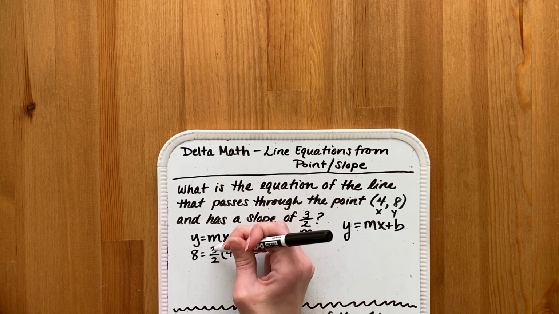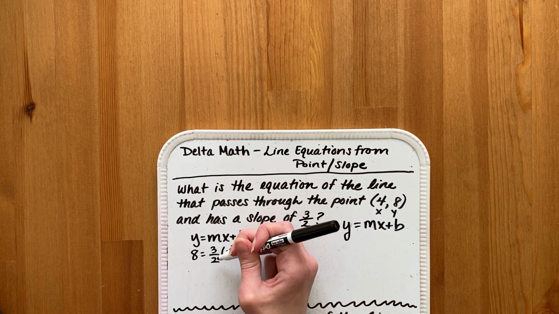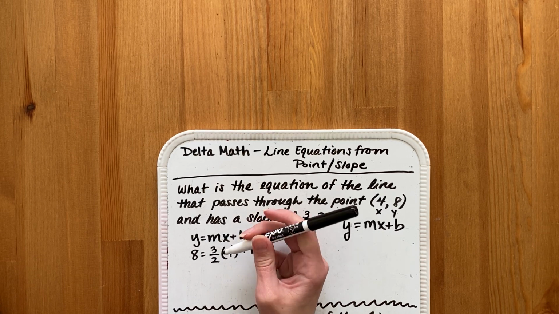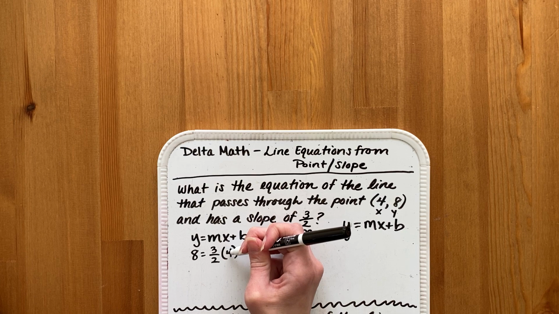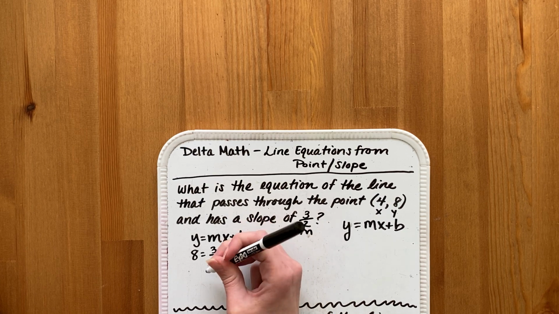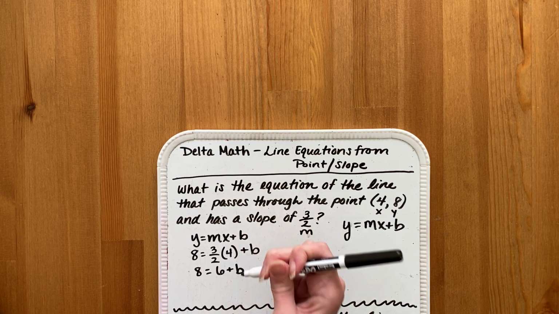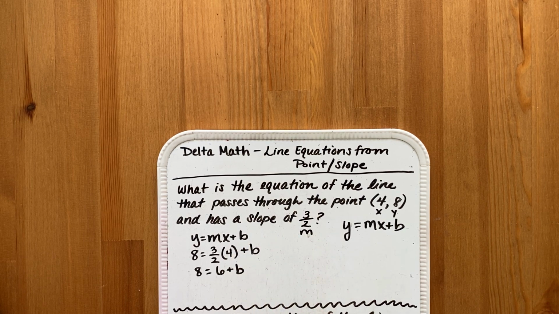So right here, we're going to multiply this. If you have a heck of a time with those fractions multiplying by whole numbers, you can throw that into a calculator. You could also multiply these two numbers. So 3 times 4 is 12. And then divide by 2, which should make 6. All right, so right now we're at 8 equals 6 plus b.